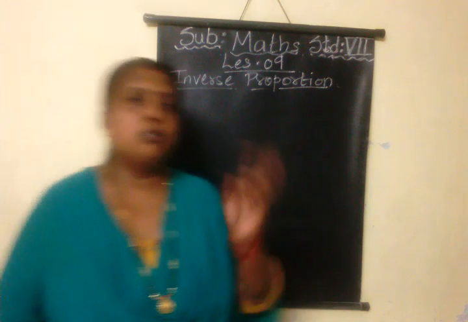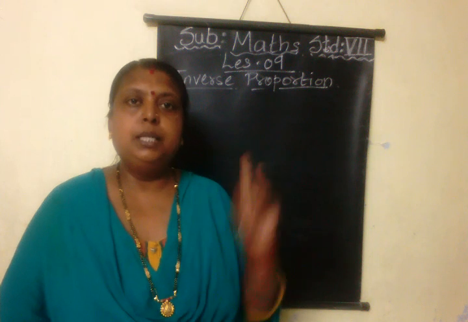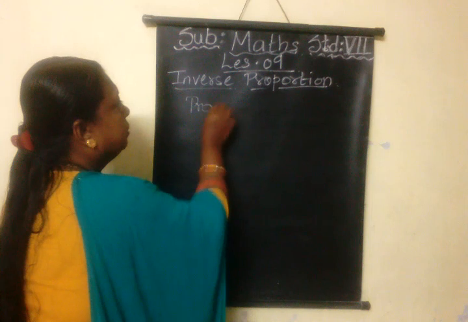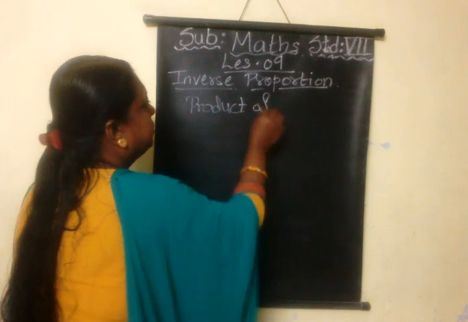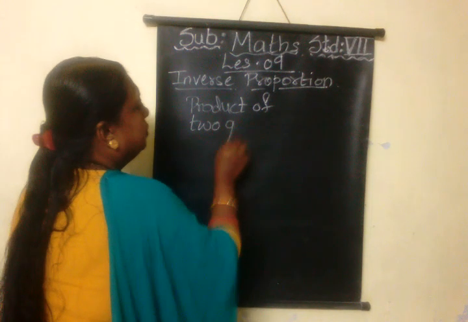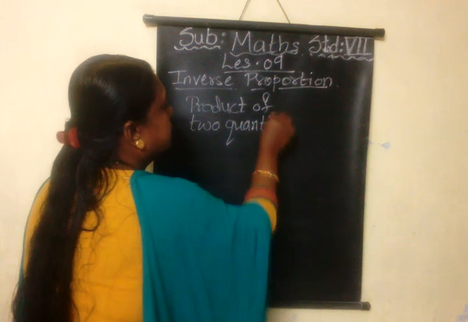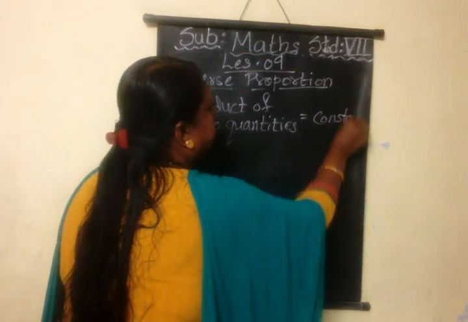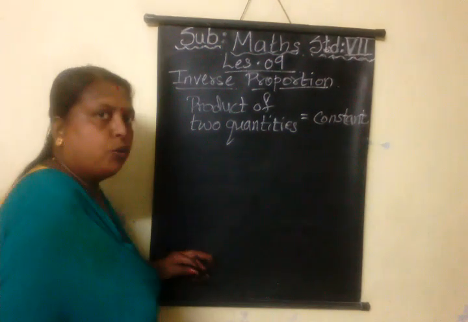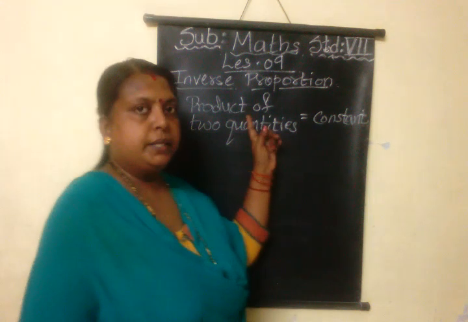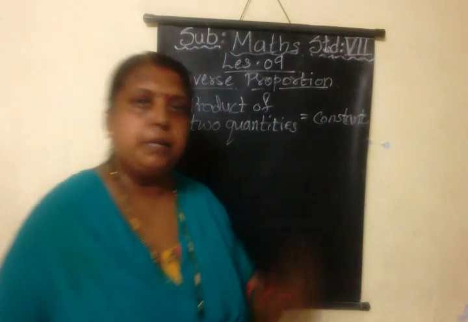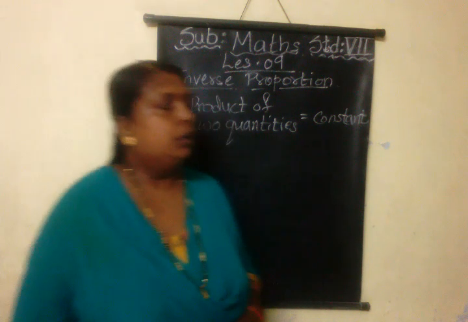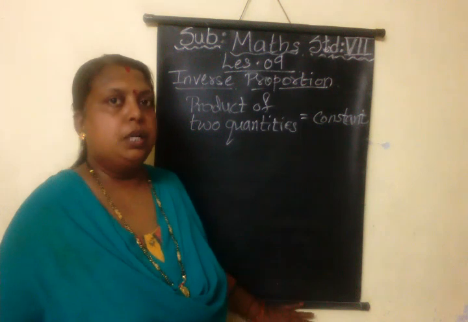In inverse proportion also we consider two quantities, but here in inverse proportion, if the product of two quantities is equal to constant. Whatever two quantities are there, if they are multiplied and it remains constant, then that means it is an example of inverse proportion. Now for example, this board is there, it is to be colored.